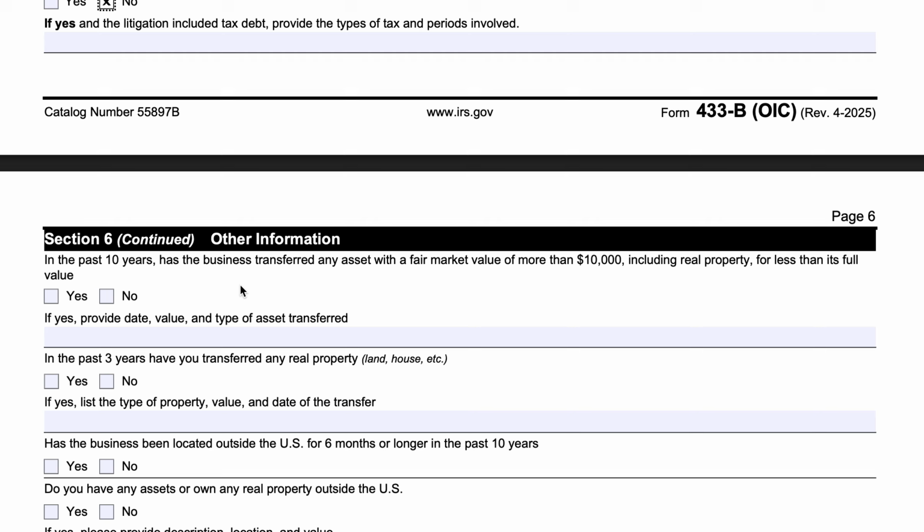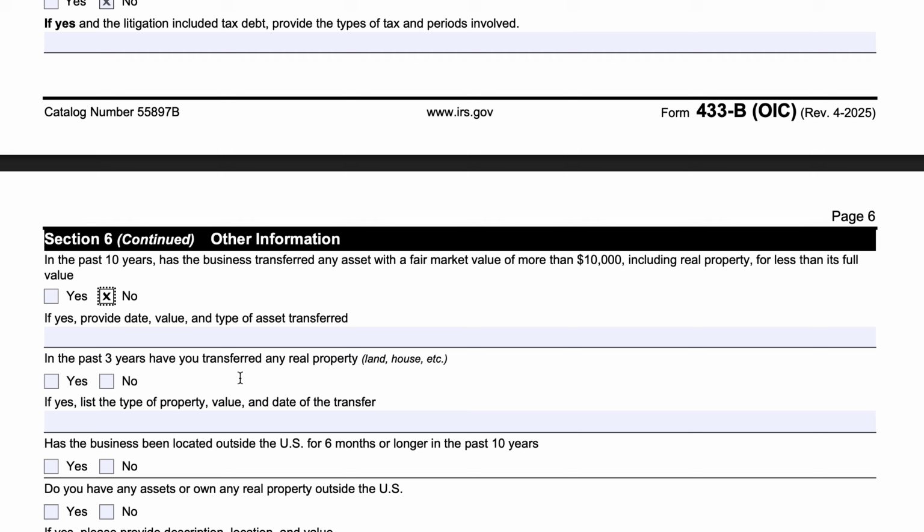In the past 10 years, has the business transferred any asset with a fair market value of over $10,000 for less than full value? Well, if it's less than full value, that means you gave it or partially gifted it to someone. They're going to want to know. This would also be kind of the shell corporation thing. Maybe you took a bunch of assets and you dumped them into a shell corporation, and since you transferred them for less than full value, the IRS expects you to report that.